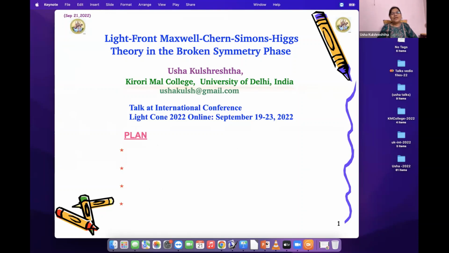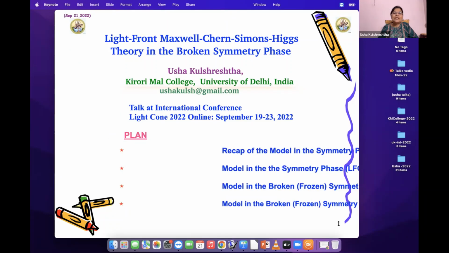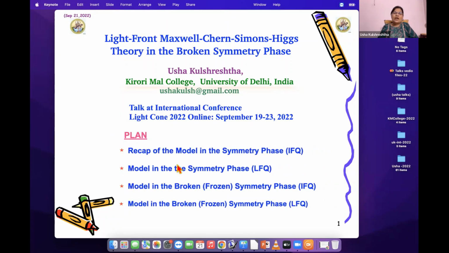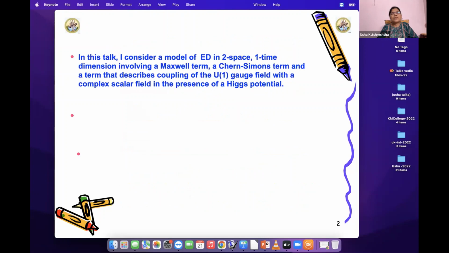Today, I'm going to speak on Light-Front Maxwell Chern-Simons Higgs Theory, the Broken Symmetry Phase. In this talk, I would first of all recapitulate the model in the symmetry phase. And I would discuss its instant form and light-front quantization. And then I would present the same model in the frozen or broken symmetry phase. And also I would discuss instant form and light-front quantization of this model.